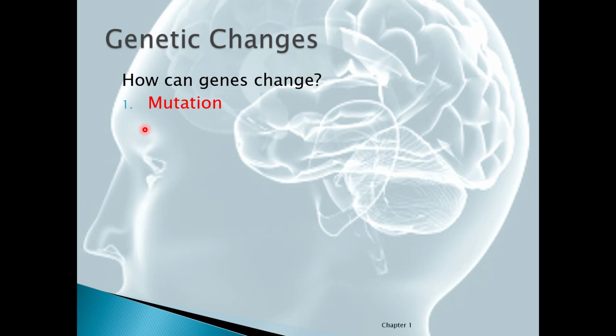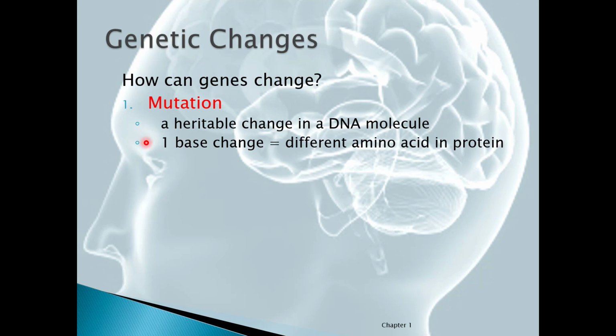And a mutation in terms of genes is basically considered a heritable change in the DNA molecule, and typically it's just one base change. It could be more, but one base change can give you a different amino acid and protein, and that can alter the structure and the function of that protein.